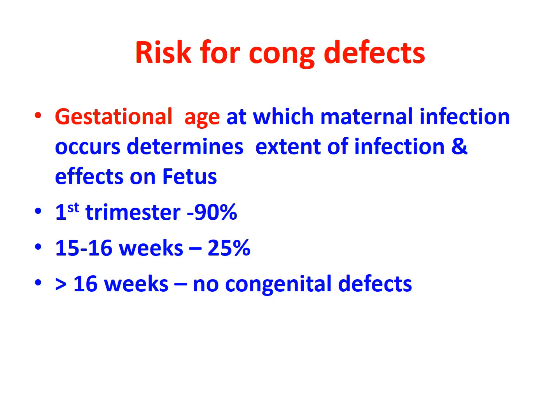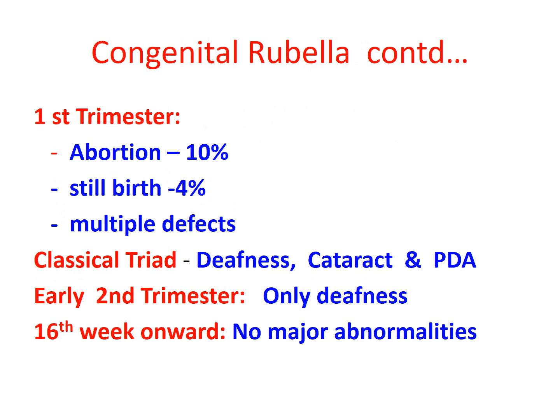At 15 to 16 weeks, if the mother is infected, then 25% of babies will be born with multiple congenital defects. More than 16 weeks, if the mother is infected, then there are no congenital defects. So in the first trimester, if the mother is infected, in 10% of cases there is abortion, in 4% of cases stillbirth, and the remaining are born with multiple organ defects.